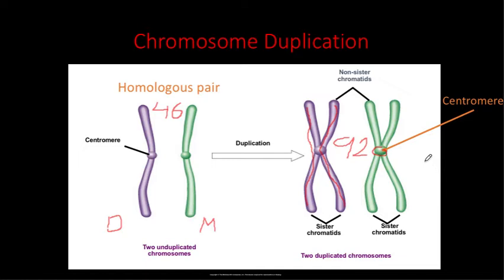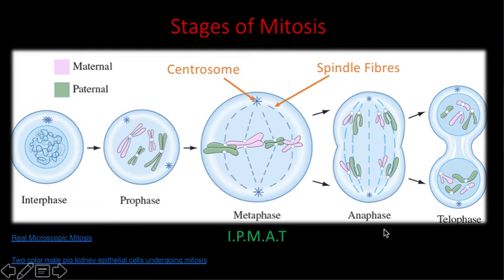So what happens after we've multiplied our DNA? What's the next step? Well, the next step is to divide the cell itself. So let's have a look at this process. You can use an acronym to help you remember this process. So IPMAT here. Now the I represents interphase. And interphase is where your nucleus duplicates all of the chromosomes. So this is where the duplication is occurring.